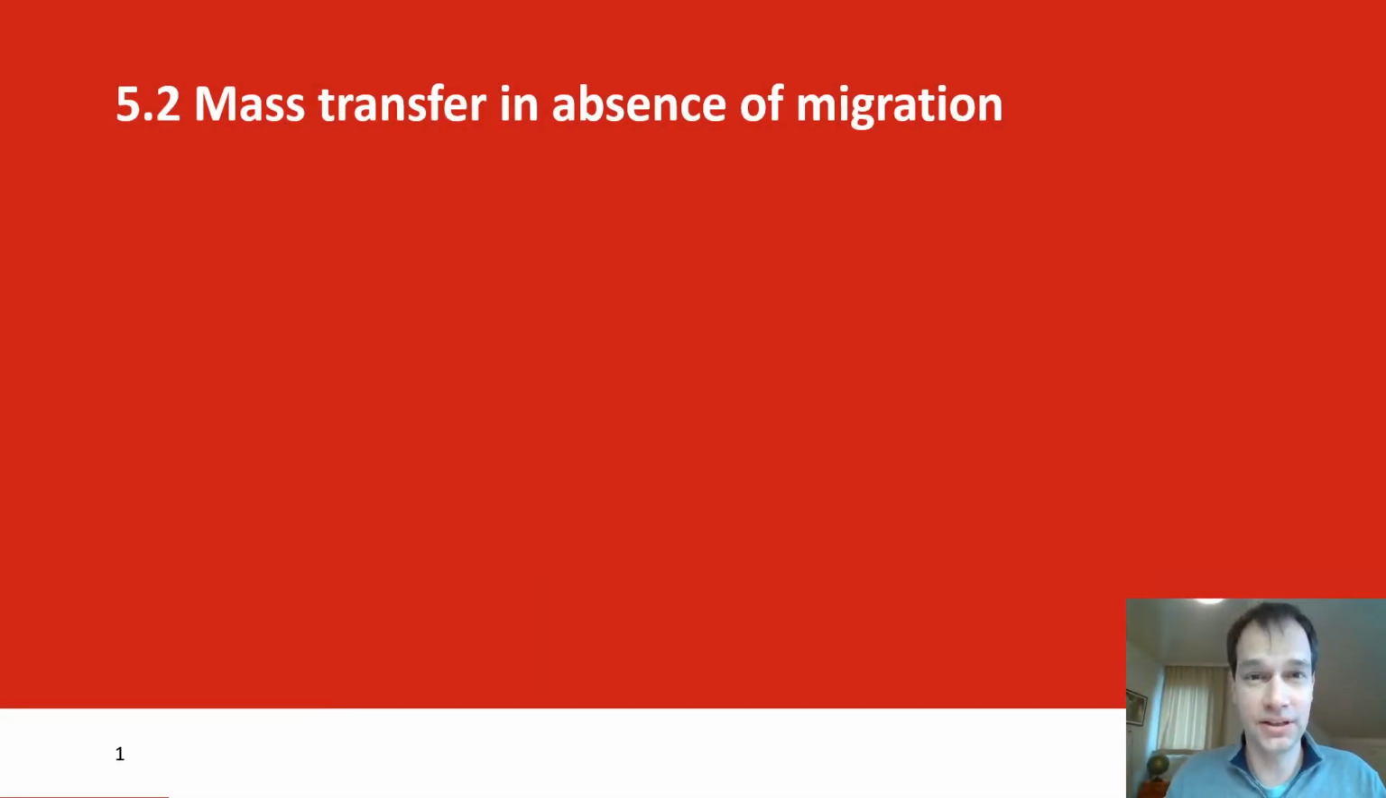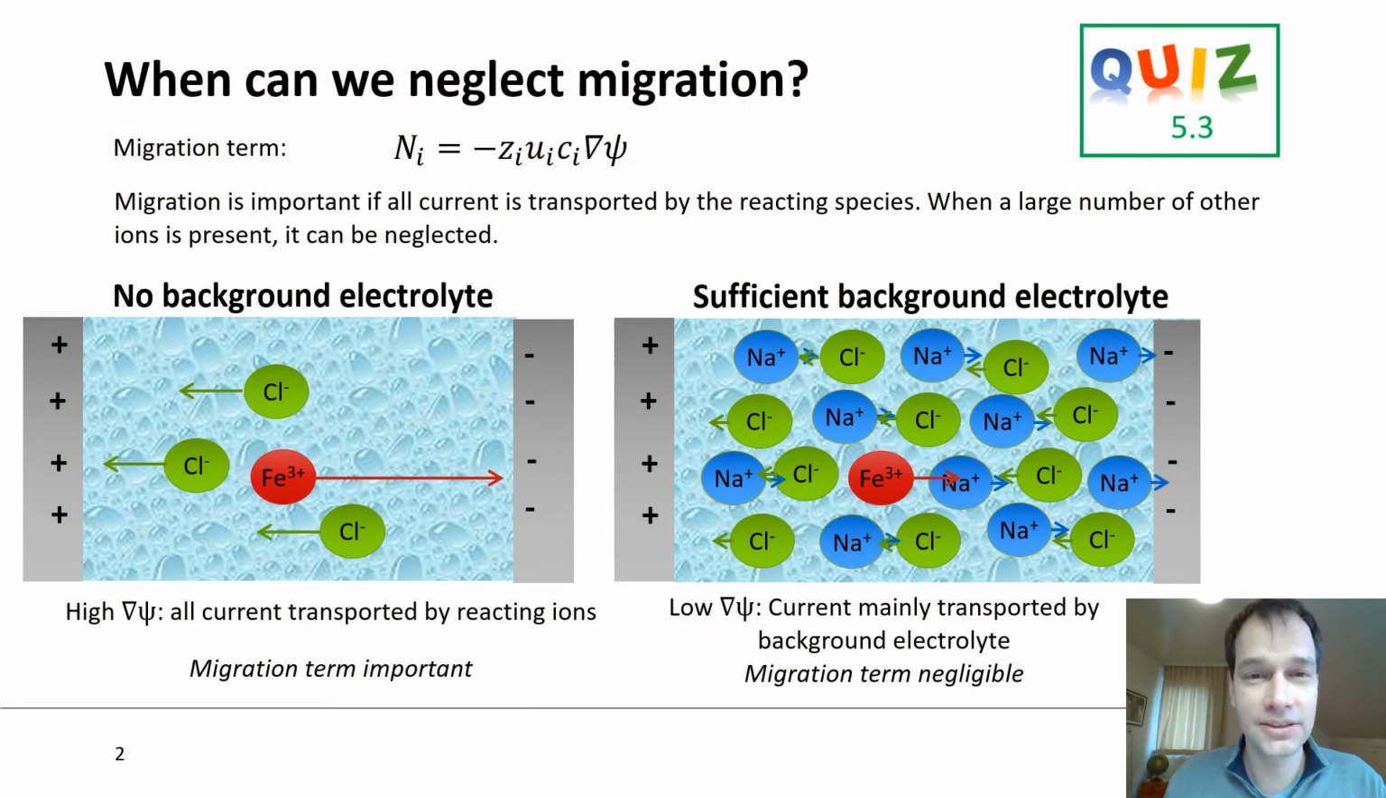In this second screencast of Module 5, we will discuss mass transfer in the absence of migration. As we discussed in the previous screencast, migration is the force by which positive ions are pulled towards the negative electrode and negative ions are pulled towards the positive electrode. This can be a significant contributor to mass transfer. But here we first want to discuss the situation where we can neglect it.